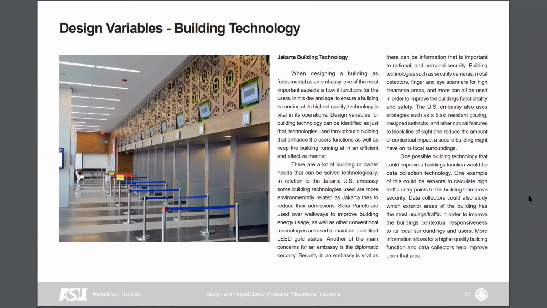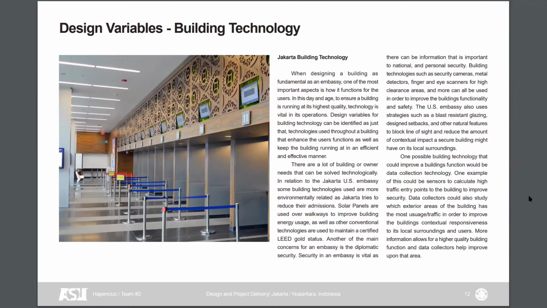Also getting into the building technology for the Jakarta embassy, technology for a building is one of the most important aspects nowadays. Especially in a building like this, where Jakarta, like we talked about earlier, has some energy conservation problems, and that's really one of their main goals. This is a LEED Gold building in itself, and so obviously there's a lot of energy solutions, a lot of energy technology that goes into this building. That's certainly important, along with security. They have classified security solutions and programs, along with the simpler stuff like metal detectors and that kind of thing.